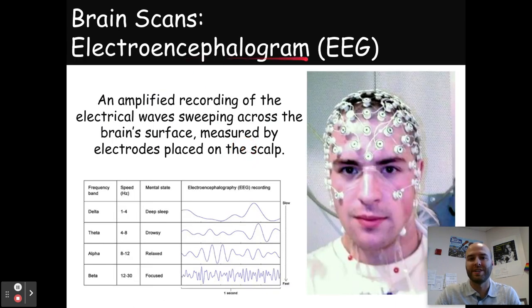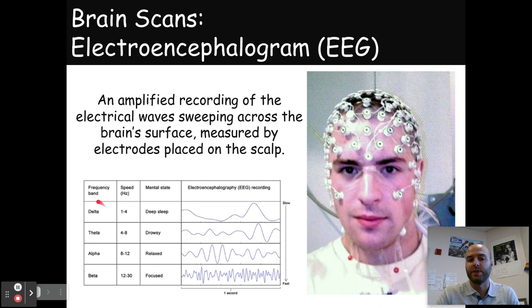Next up, we have something called an EEG, or an electroencephalogram. This is an amplified recording of the electrical waves sweeping across the brain's surface, and it's measured by little electrodes placed on the scalp. And they measure, like it said, our brain waves. So you can see the different levels of brain function at different times of the day, during different activities, things you're asked to do. You can see your brain waves change.